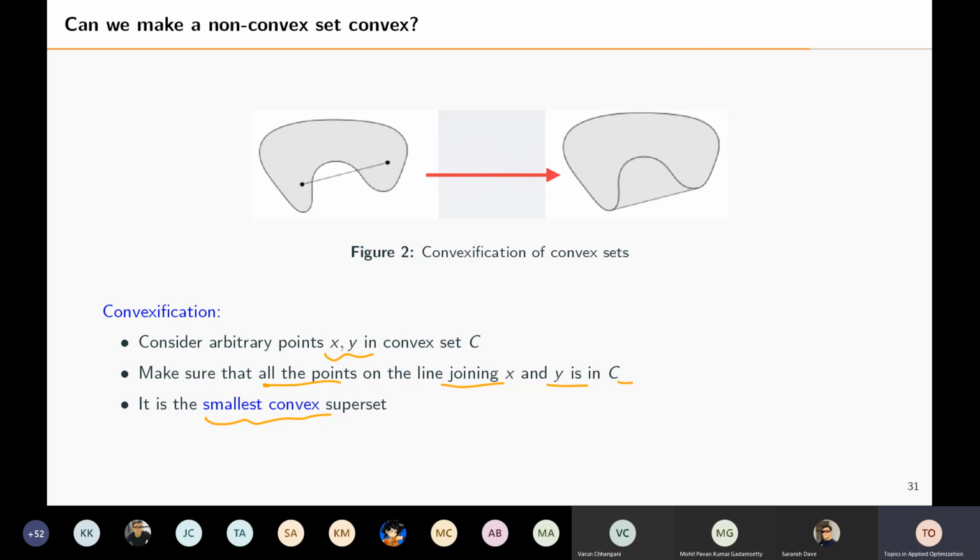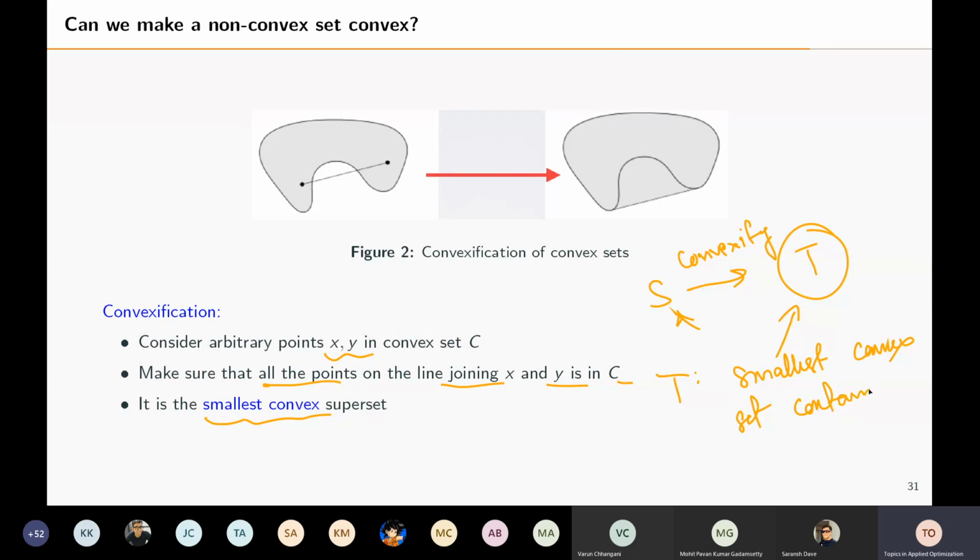So any set, let us say I have a set S, and I do a convexification, and I get a set T. Then T is the smallest convex set containing S. So you don't get anything beyond what is needed. You just get enough such that it becomes convex, and that's the smallest.